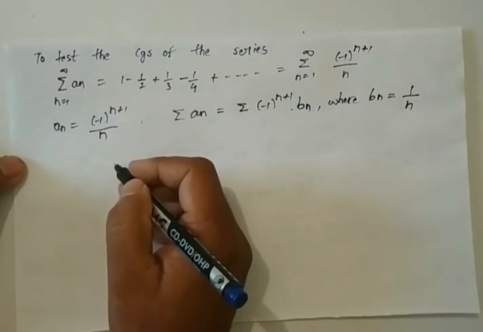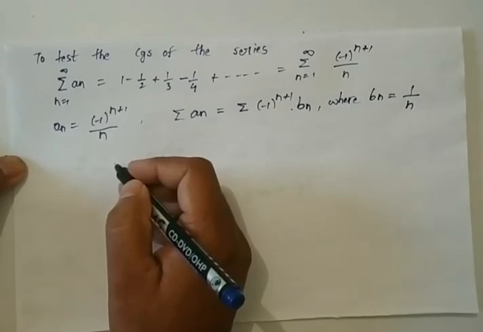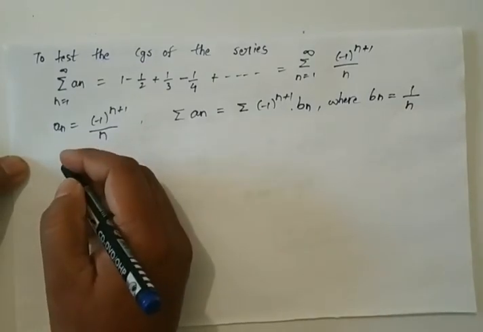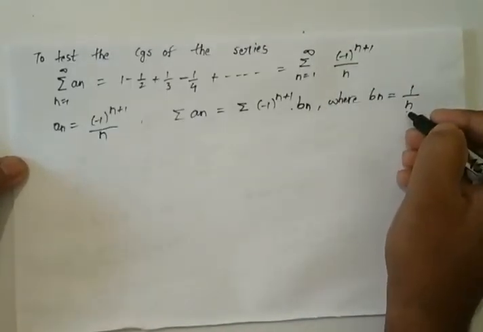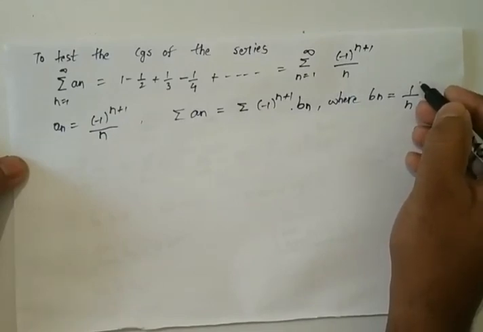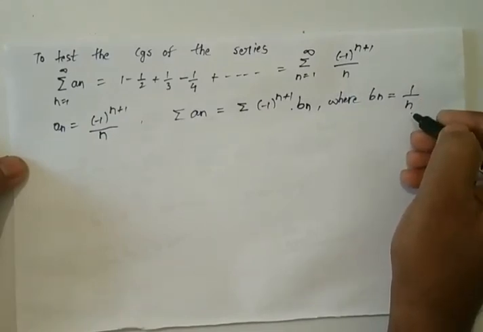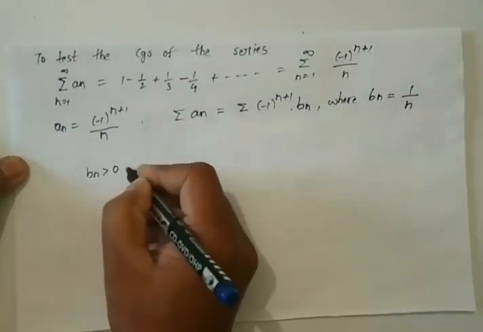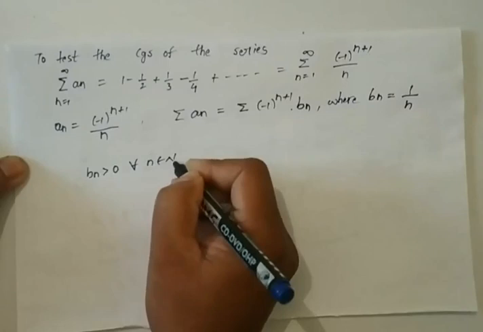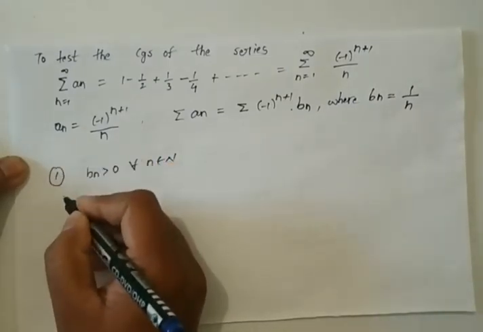Now let us use the alternating series test. For using the alternating series test, first we have to check the first condition. You observe here in bn, the numerator is 1, which is positive. The denominator is n, which is also positive for all natural numbers. Positive by positive. Therefore, bn is greater than 0 for all n belongs to N. Therefore, the first condition is satisfied.